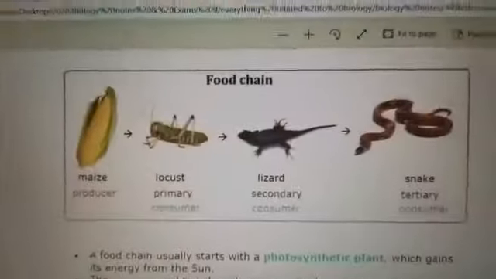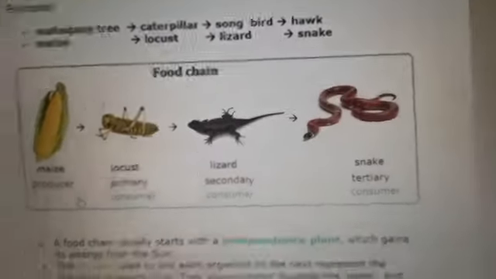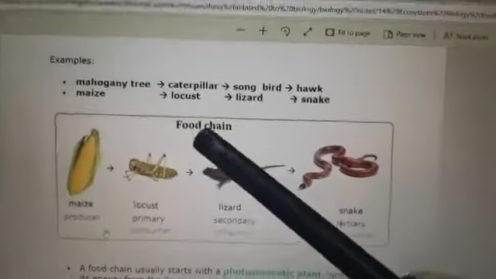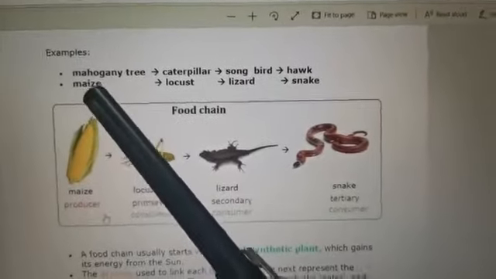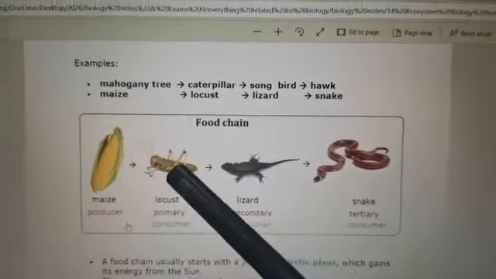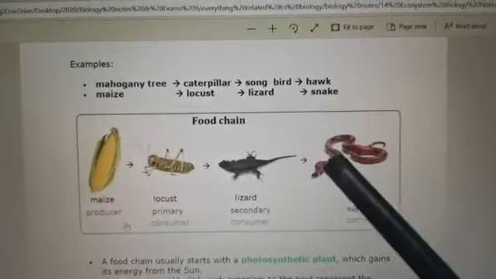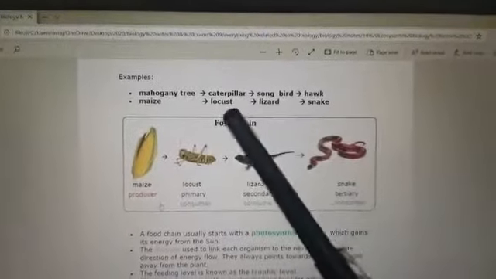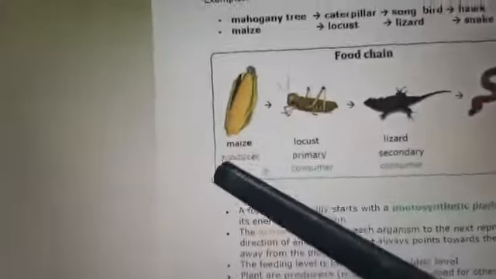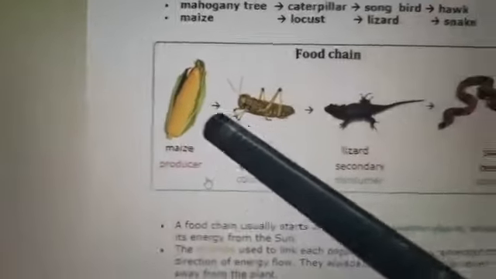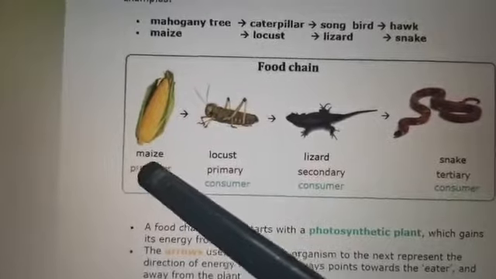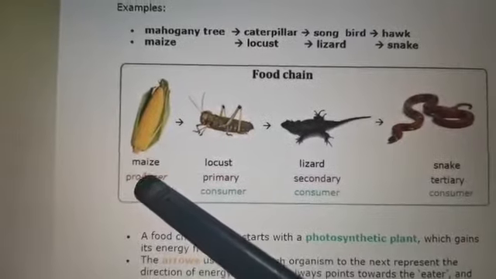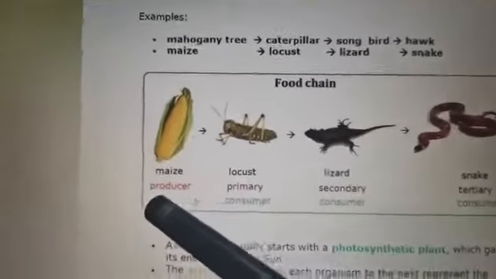Now if you are looking here again, you can see another diagram, another example of a food chain. Can you see on the screen? You can see maize, which is a plant, locust, lizard and the snake. These organisms make another food chain. How? The maize plant is getting the energy from the sunlight, of course. And plants are called producers. Why are we calling them producers? Because they can produce their own food.